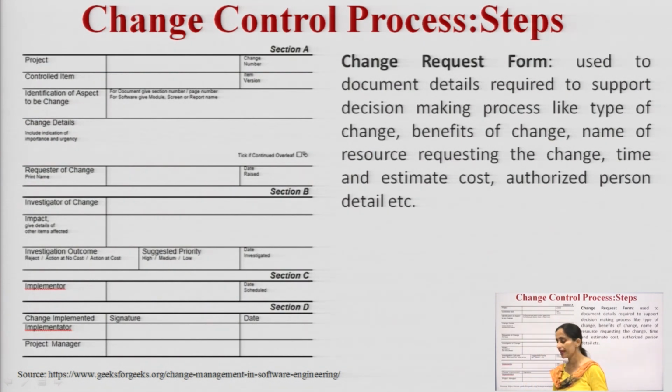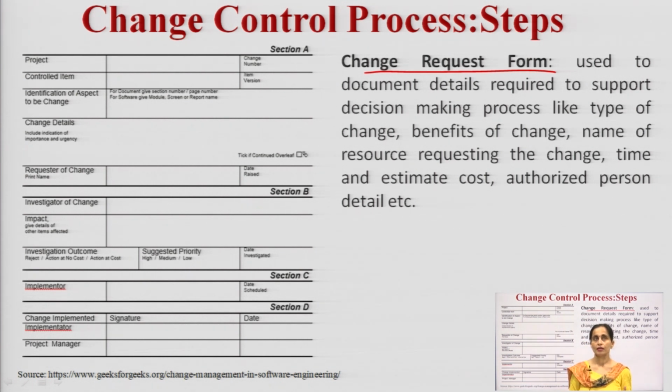Then the next is the change request form. Multiple persons can initiate this change request. So, it should be documented somewhere, because there are multiple persons involved in one organization, or many organizations may be using the same software. So, the software organization that has developed this should also think about the change control process.